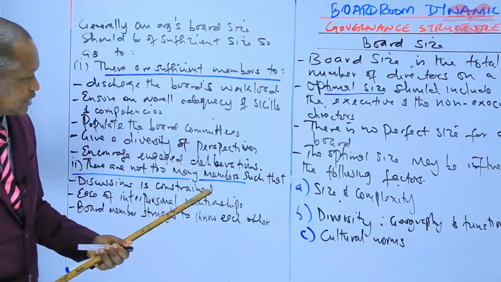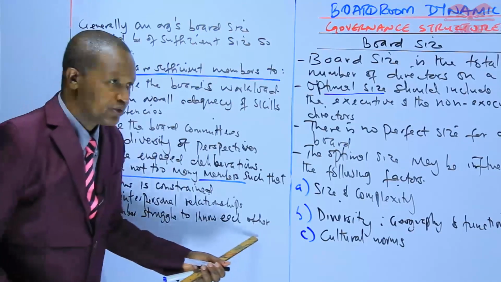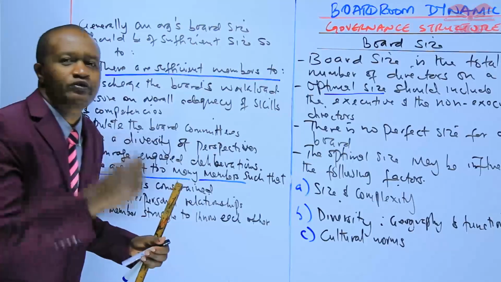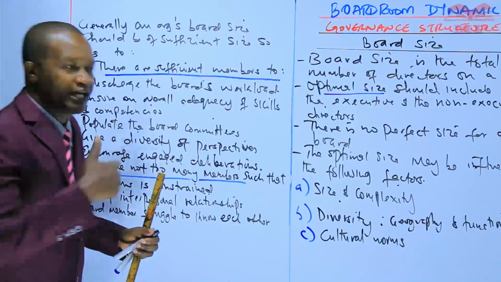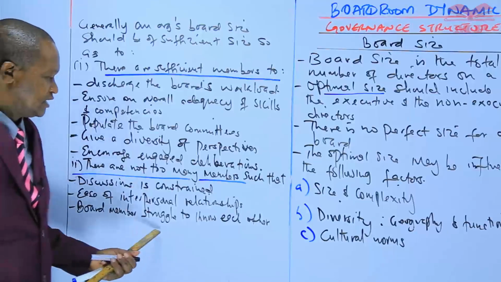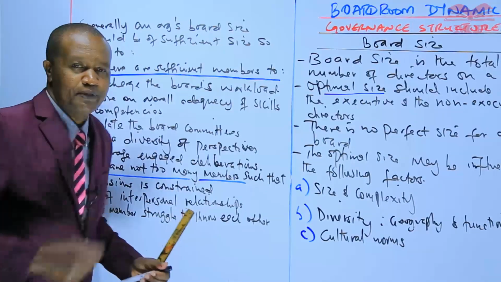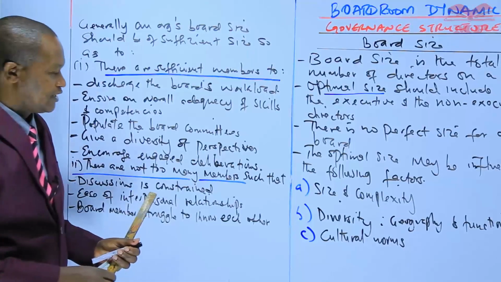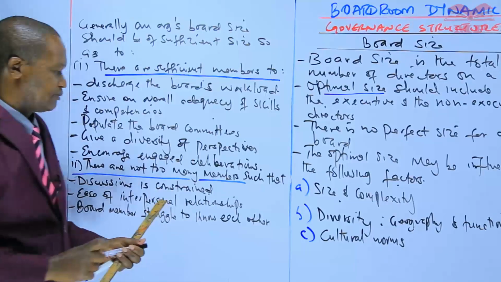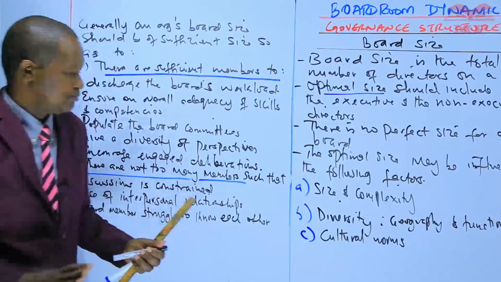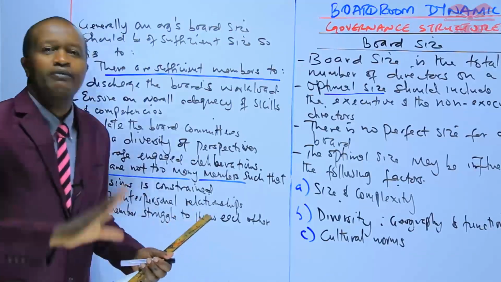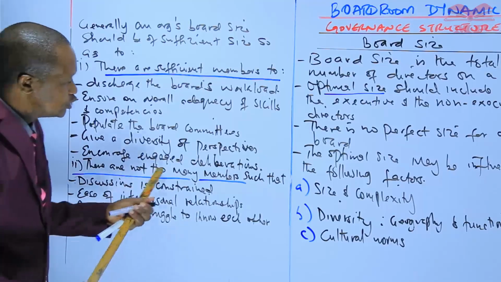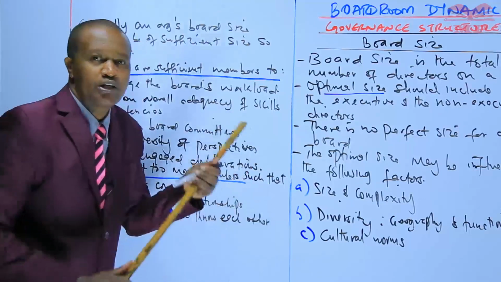Because for board members, knowing each other is important so as to gain what we call trust and confidence. You can only gain trust and confidence in a person if you know that person. And you can only know that person if you have relations with such a person. But if there are many board members, knowing each other may not be easy. So it's important that there are not too many members who sit on a board.